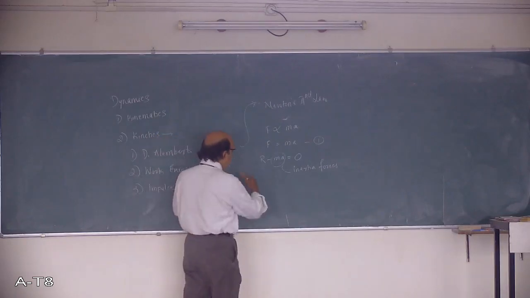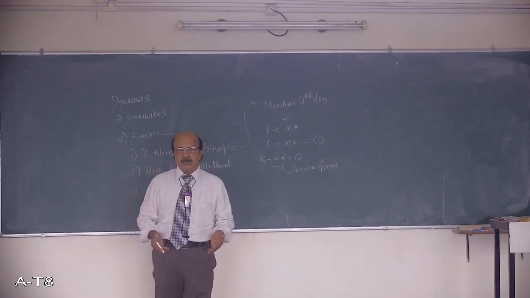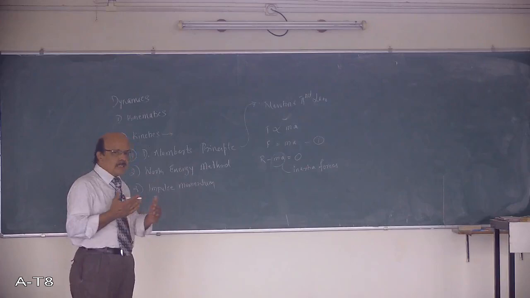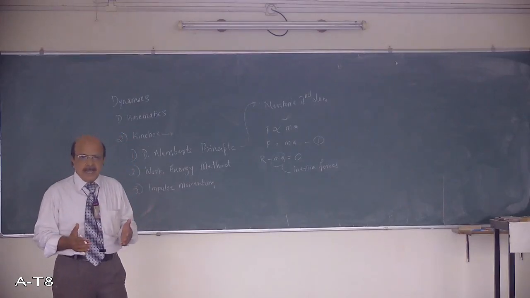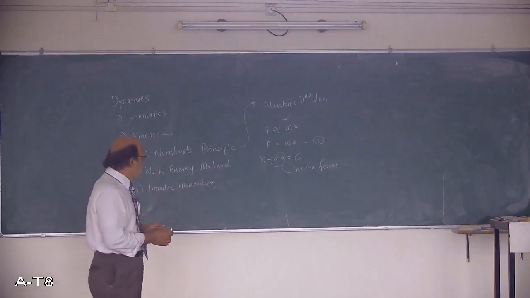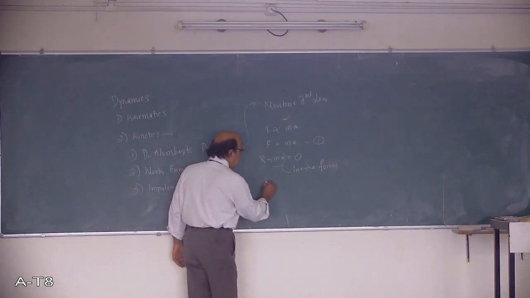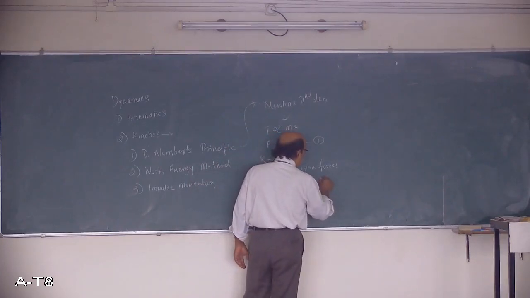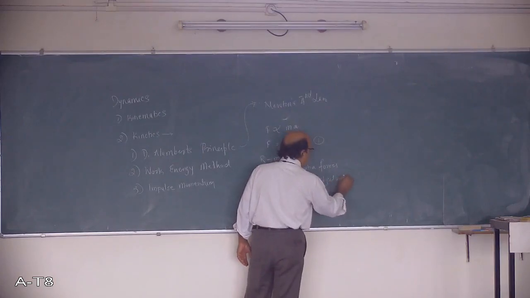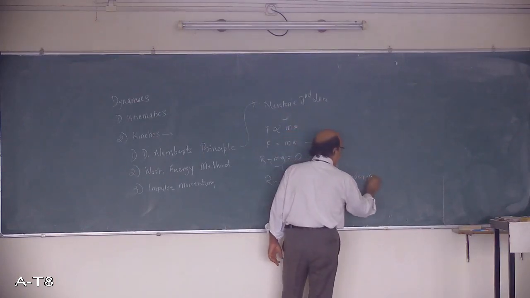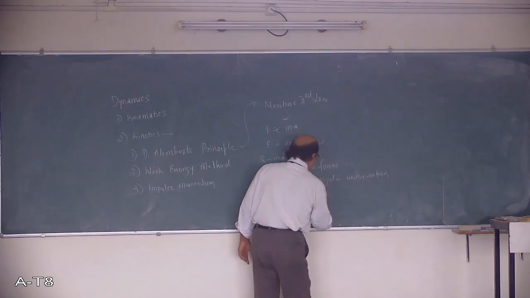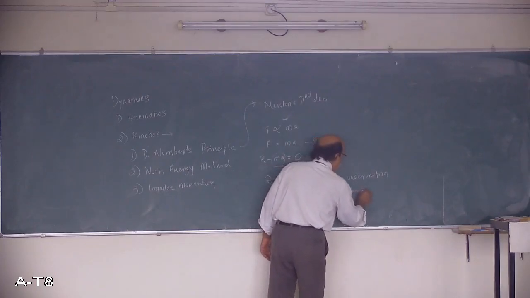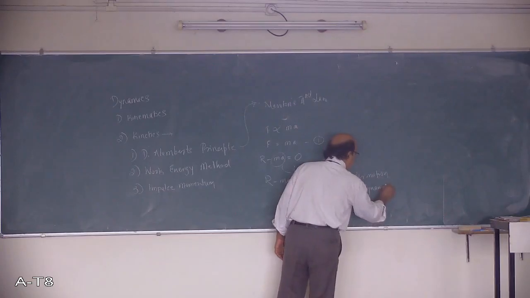Based on this, any object which is moving, subjected to an external force or system of forces and having a resultant force on that object, with this inertia force the body will be under dynamic equilibrium. So this equation R minus ma is equal to 0 applies where the object is under motion and is under dynamic equilibrium.